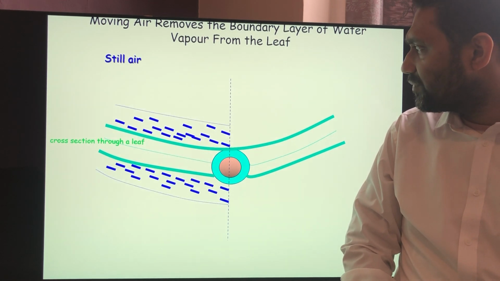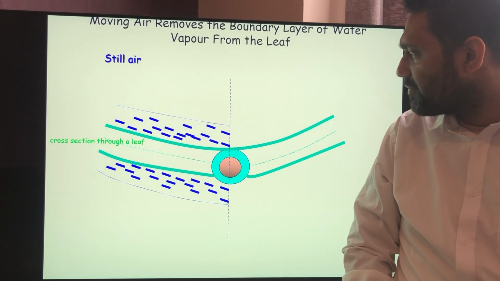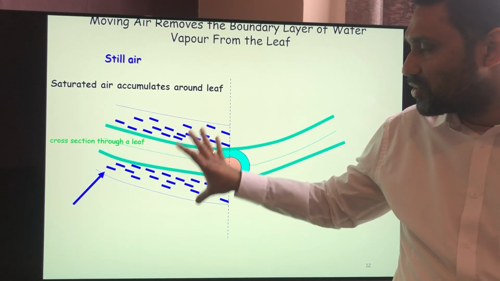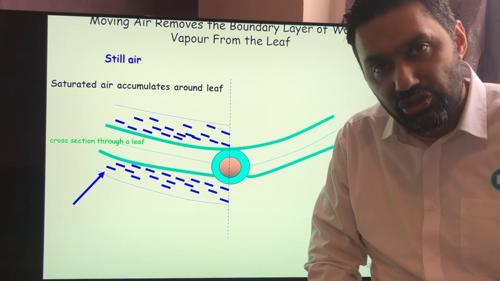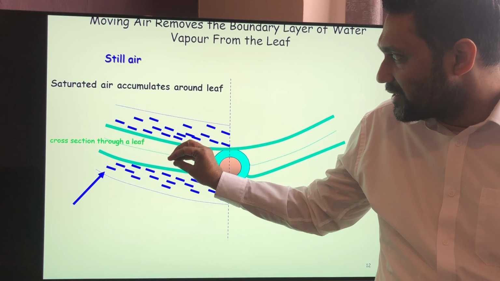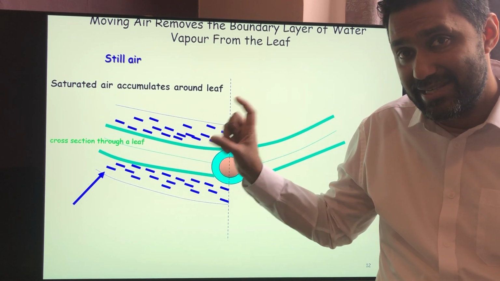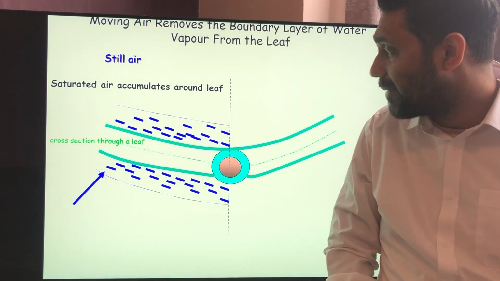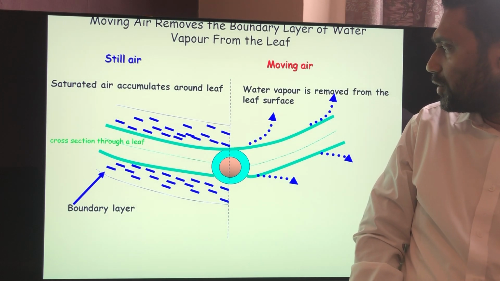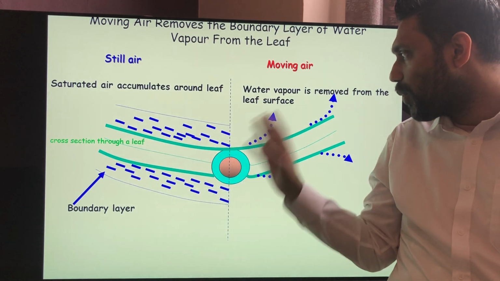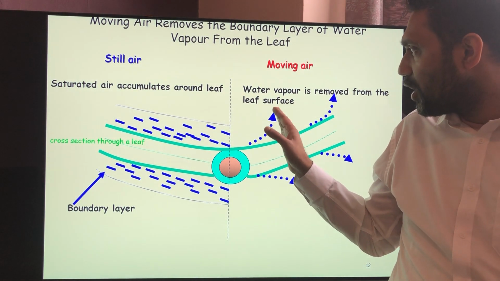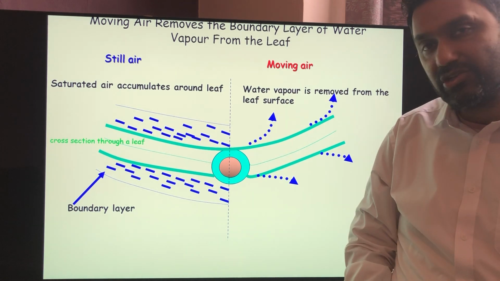In still air, that's the air movement, showing you there's not much air movement. The water vapor accumulates on the outside and it becomes saturated. So therefore, there's a high water potential outside compared to inside. Therefore, the water potential gradient isn't as steep, so not much water is going to evaporate out. If you've got moving air though, you're going to blow that water vapor away from the surface, and if you do that, you've now got a very low water potential on the outside and a high water potential on the inside.